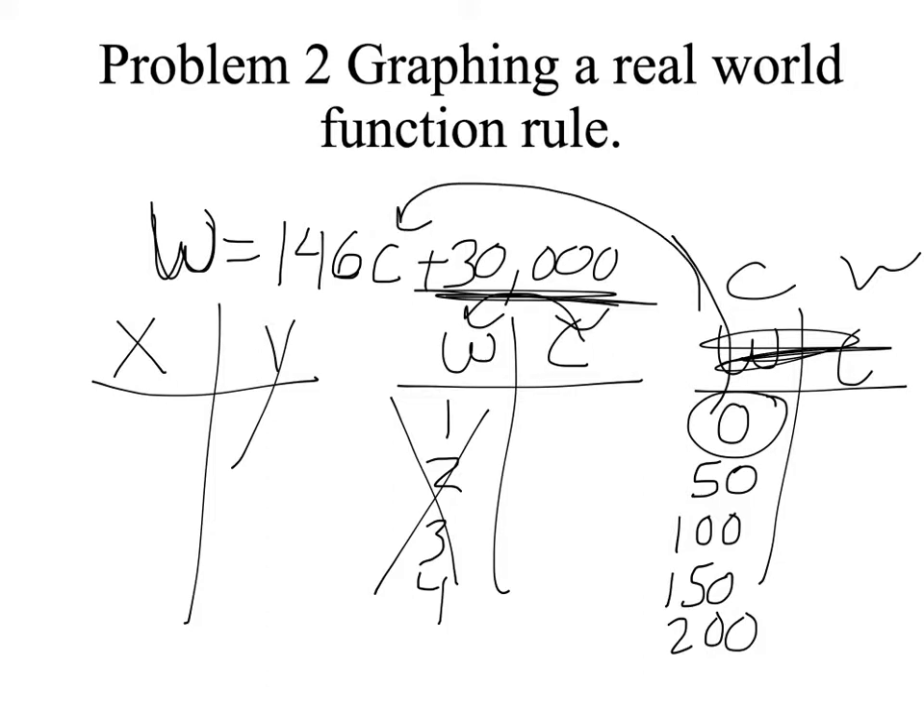So if it comes from a real world problem, you have to think about, are negative numbers appropriate? And then you want to pick numbers so that, because if your scale is so large, you just want to make sure you have numbers that are actually going to show you a difference.